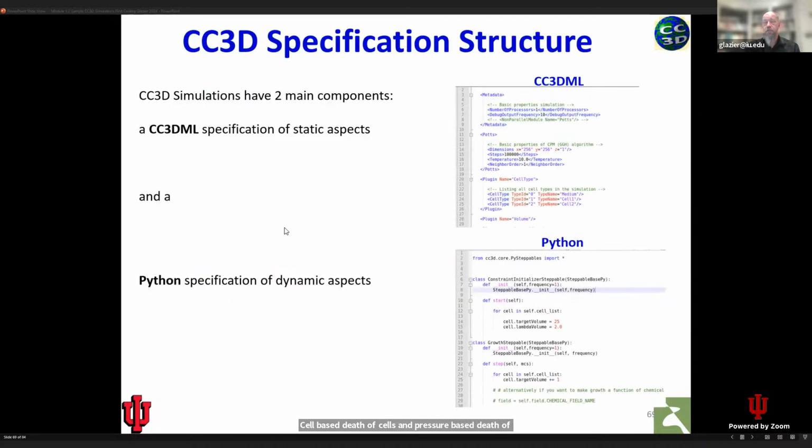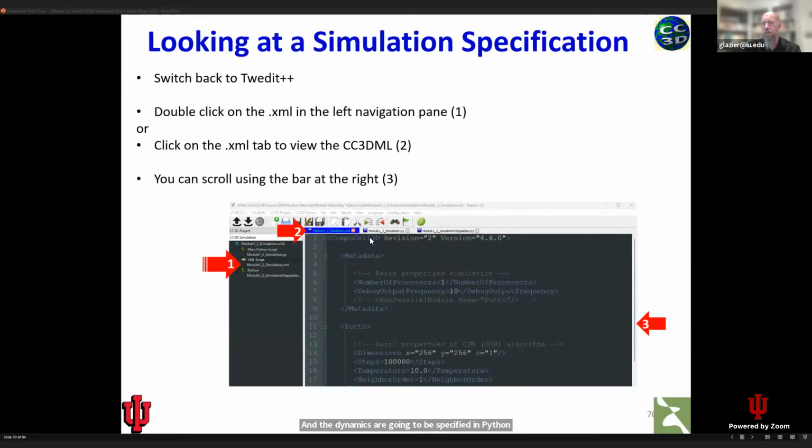Okay. CompuCell simulations, by and large, and again, there are always going to be some exceptions to this, consist of two main components. There's going to be something called CC3D ML, markup language, and Python. The static properties of the simulation are going to be specified in CC3D ML, and the dynamics are going to be specified in Python. And again, there's going to be a lot of this, but let's just very quickly show you how to see it and walk you through a few highlights.